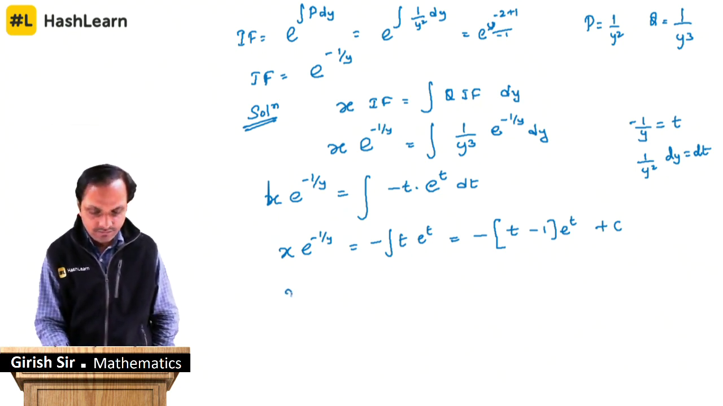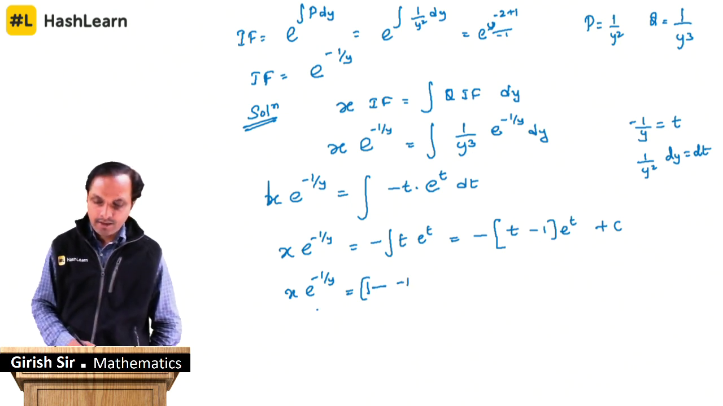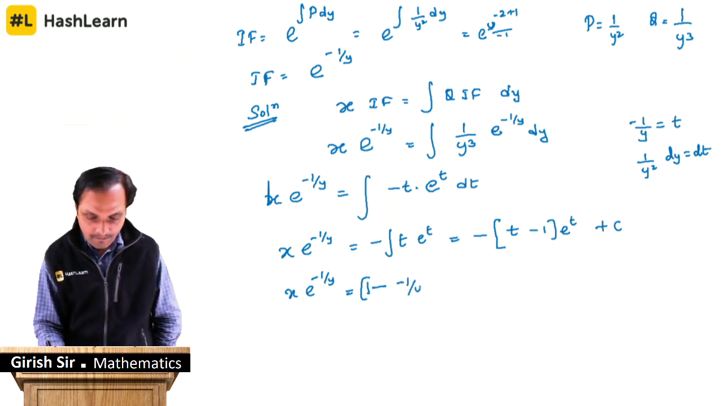So what is t now? यहाँ पे minus sign है. So once you take minus sign, you can write it inside. It will become 1 minus t. T is minus 1 by y. Okay, e to the power minus 1 by y plus integration constants.